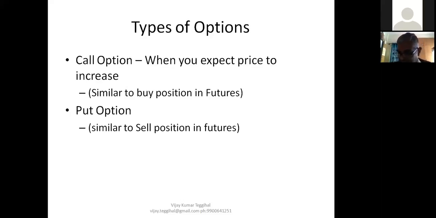Does that sound exciting, Shankar? Very much. If I am somebody who understands futures, I will look at a call option as similar to a buying position in futures, and a put option as something like selling a position in futures. The other understanding I am getting from this slide is that I will take a call option when I am expecting the price to increase, and I will take a put option when I am expecting the price to decrease. Awesome. I'm good with this. We can continue.